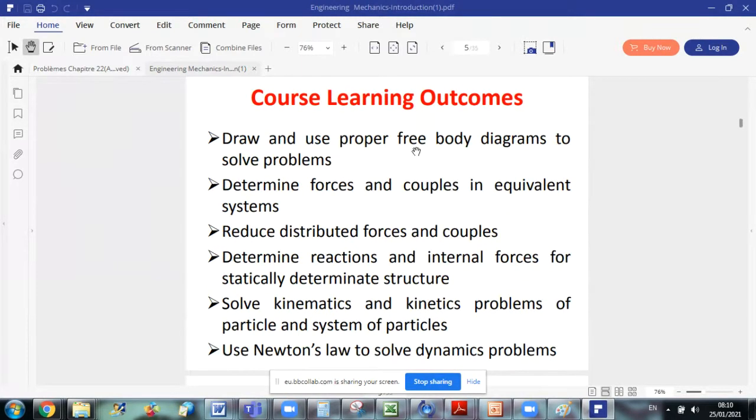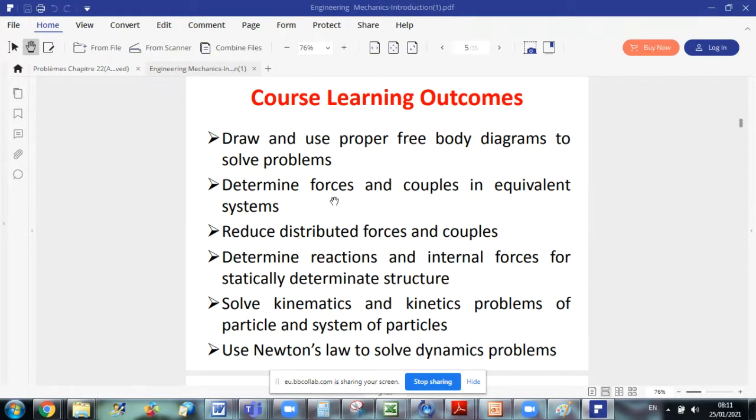Now, hopefully, after this course, we will be able to draw and use in a proper way the free body diagrams. When we say free body diagram, this means we are representing all forces acting on a body. And the free body diagram is a very important step to start our problem. We will use it in statics and we will use it in dynamics.